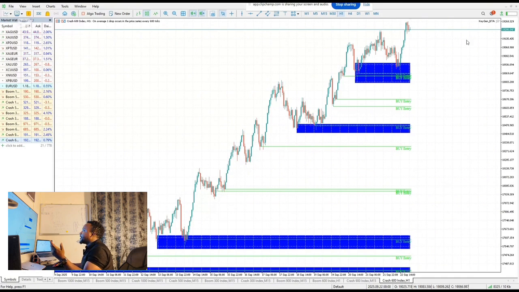And once again, we currently do not have a setup on Crash 600, but we've been buying and bullish. Each and every time we go to the blue box, we wait for the first entry, second entry, which means you're going to enter right there, and you're going to be profitable. But price is far off from our current market price. Right here, we don't have any setup yet.